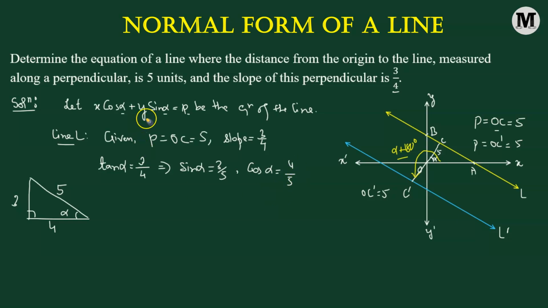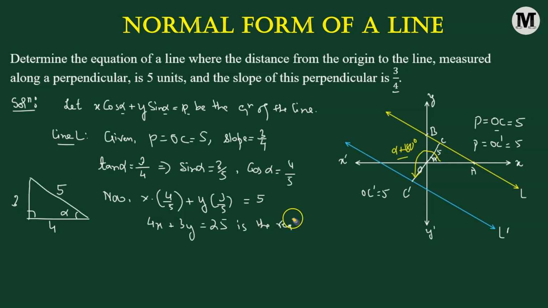We can substitute this value into the equation. So now we're going to get x times cosine of alpha, so that's 4/5, added to y times sine of alpha, so that's 3/5, and this is going to be equal to the perpendicular distance, 5 units. Let's multiply throughout with 5, and we're going to get 4x plus 3y equals 25. So this is the required equation of L.